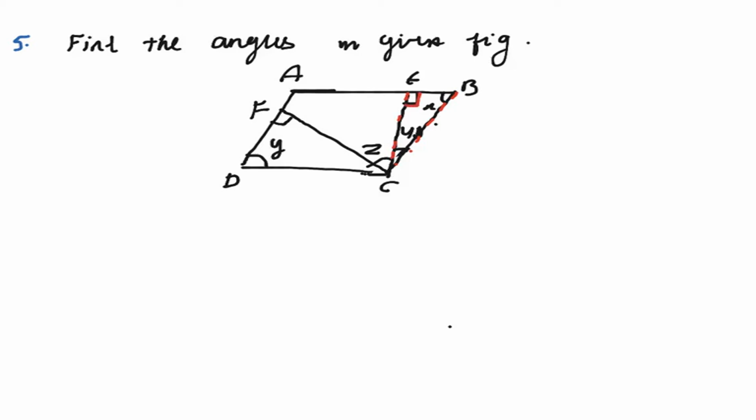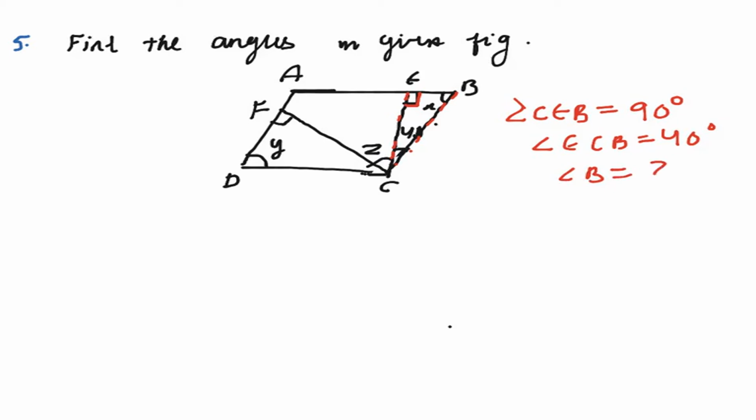this angle BEC we can say is 90 degree, and here we can write angle CEB is equal to 90 degree as they have given in the question, and angle ECB is equal to 40 degree, that is also given in the question. And we have to find out the angle B, that is X, angle D, that is Y, and we have to find out the Z, that is this part.